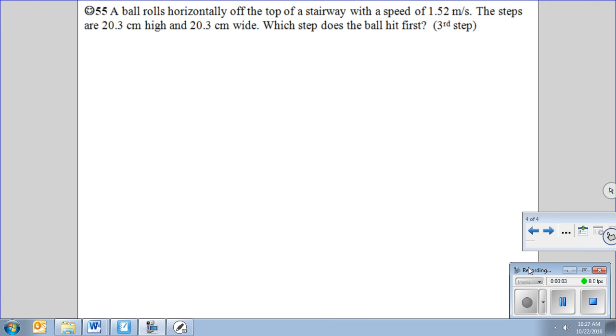All right, here we go. This is problem number 55 from chapter 4 of the Halliday and Resnick book. I really like this question. It's a cool problem.